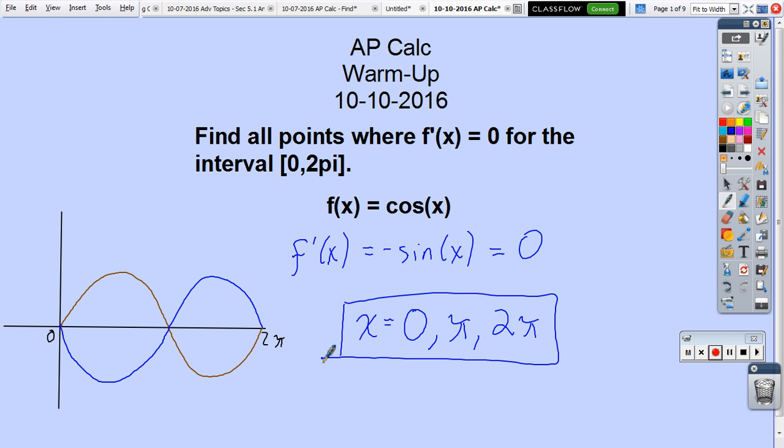So those are all the points where sine x would have to be 0, for negative sine of x to be 0, from just this interval. Now, of course, there's an infinite number for the entire domain, because it keeps going on forever and ever. So they need to specify. If they didn't specify, you could write a simple formula, x equals 0 plus or minus k pi. That would cover everything. For just this interval, specifically 0, pi, and 2 pi.